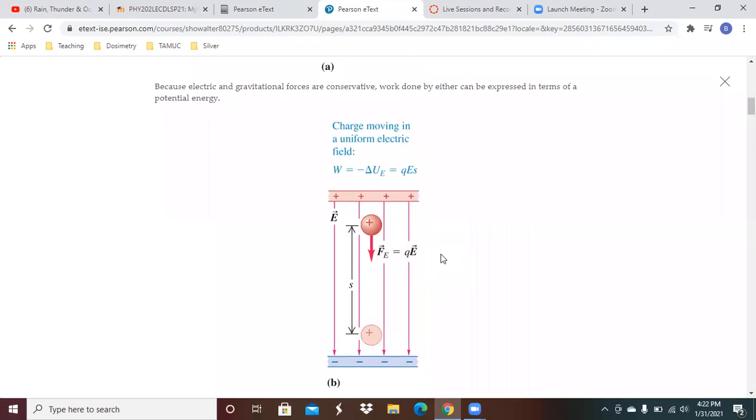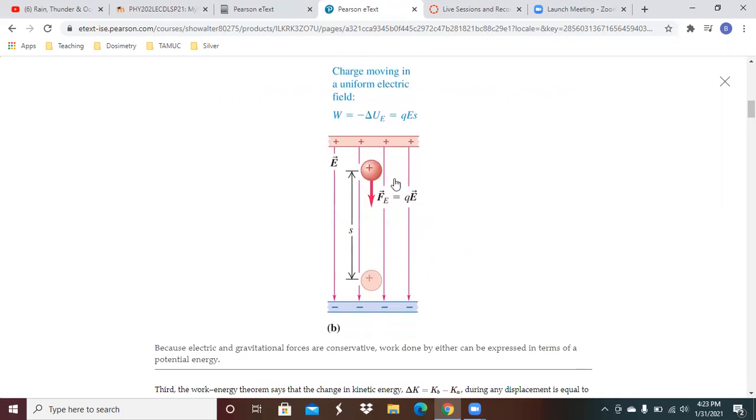Now, electric and gravitational forces are considered to be conservative. So work done by either of those forces can be expressed in terms of the potential energy. So when you got a charge moving in a uniform electric field, that force of the electric field is Q times E, and that's where you're getting this particular value from. The work is going to be the same as the minus change in the potential energy, and it's going to be QE times S.